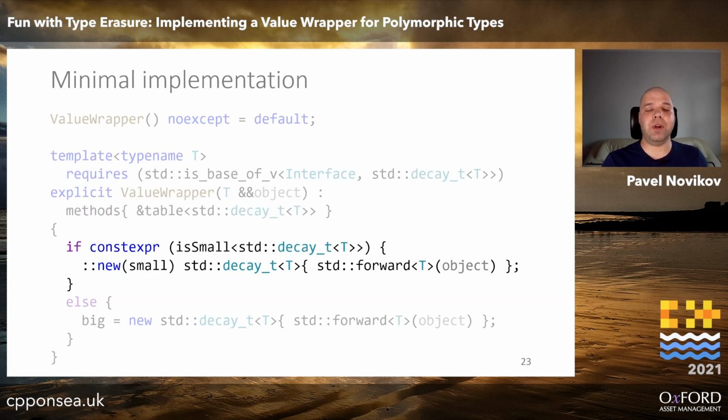And within the constructor, if the actual type is small, by our definition, we use placement new to construct the contained value from the argument. And if the type is big, we just new a new instance of the actual type and save the address of that instance into our variable for big objects, the pointer to big object, big.